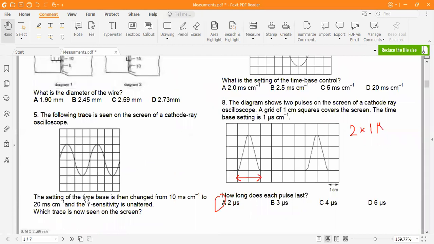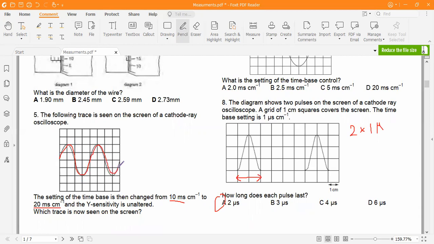The setting of the time base is then changed from 10 milliseconds per centimeter to 20 milliseconds per centimeter, and the Y sensitivity is unaltered. What does that mean? That means that in the previous case each block represented 10 milliseconds, but now each block represents 20 milliseconds. The Y sensitivity is not changed, so Y will still be at this height, but X will be changed.